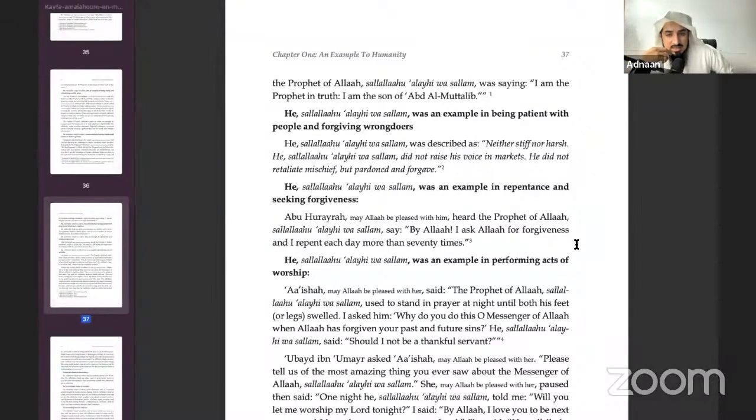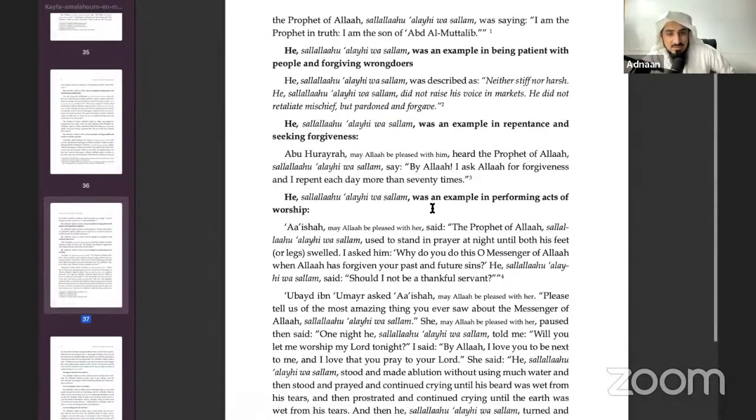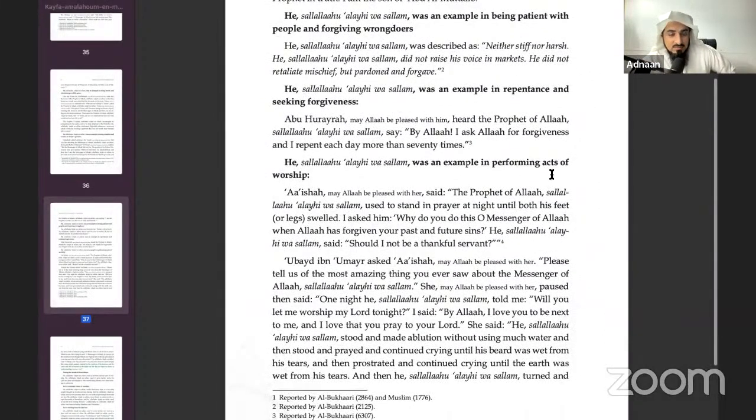It says, by Allah, I ask Allah for forgiveness and I repent each day more than 70 times. He was an example in performing acts of worship. Aisha radiallahu anha said the Prophet used to stand in prayer at night until both his feet swelled. I asked him, why do you do this, O Messenger of Allah, when Allah has forgiven your past and future sins?